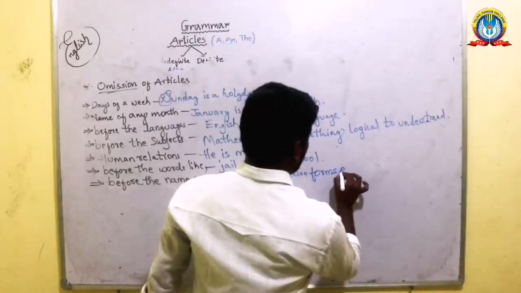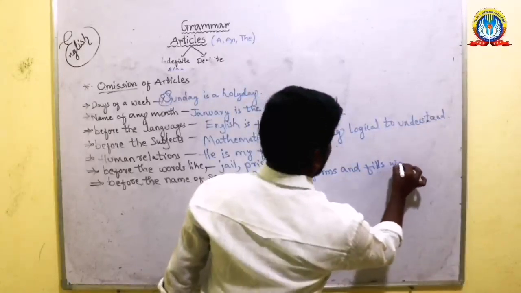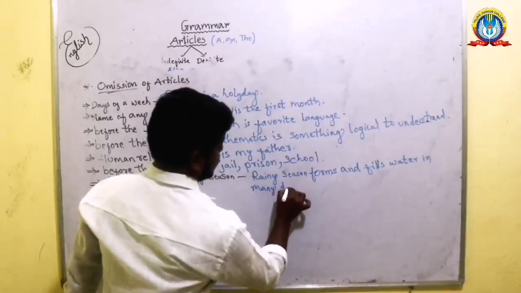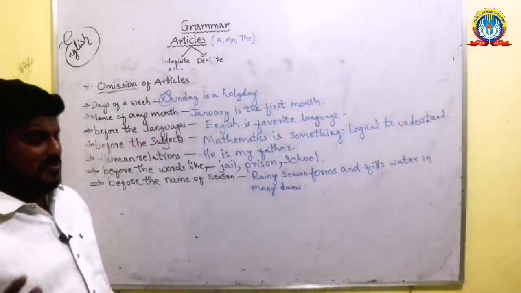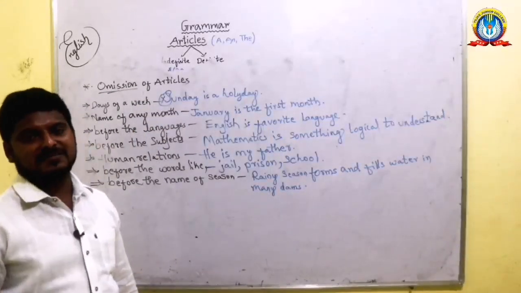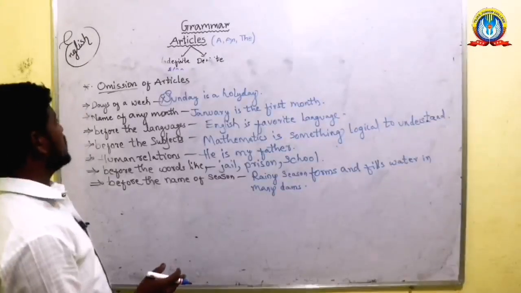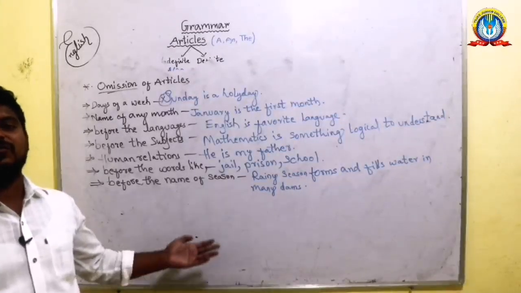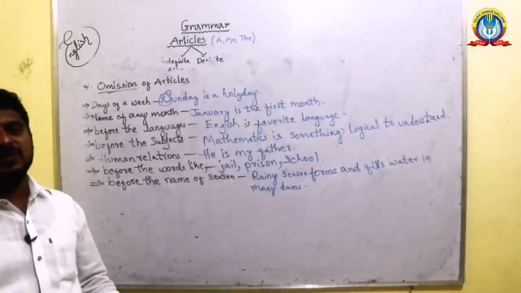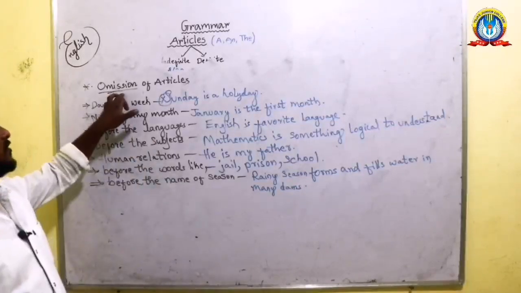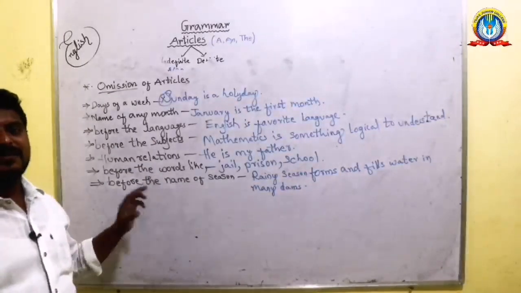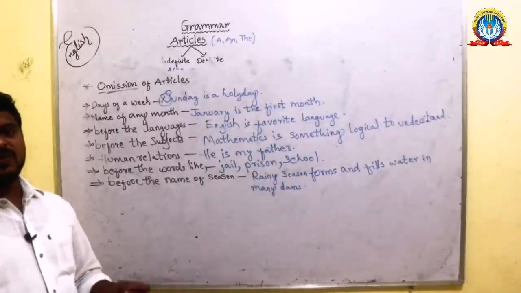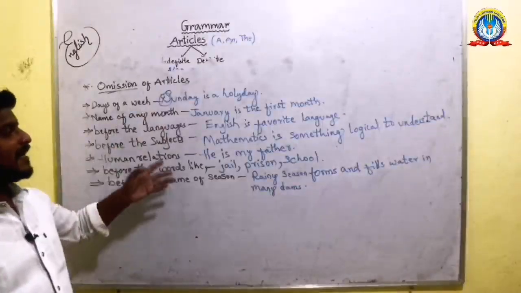Rainy season, farms and fields, water in many dams. But we should not use an article with any season, like the summer season. Here we have many such cases of omission of articles. The same class of omission of articles, along with some part of homework and exercise, we will work on in the next class. So get ready for the exercise part and some part of omission of articles.